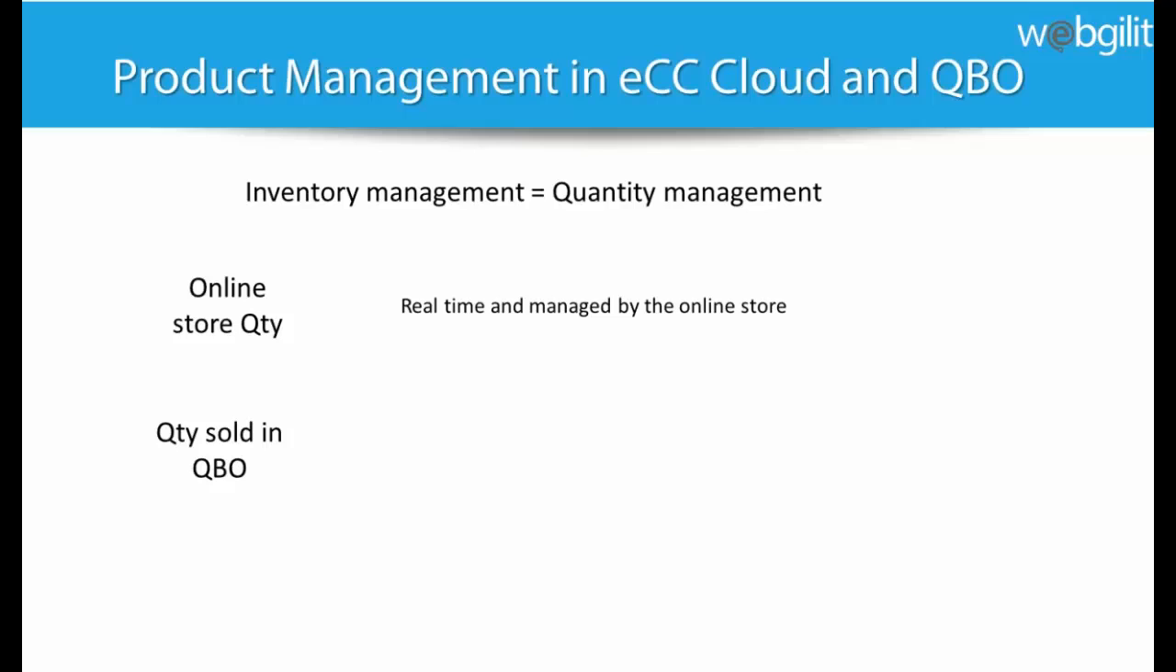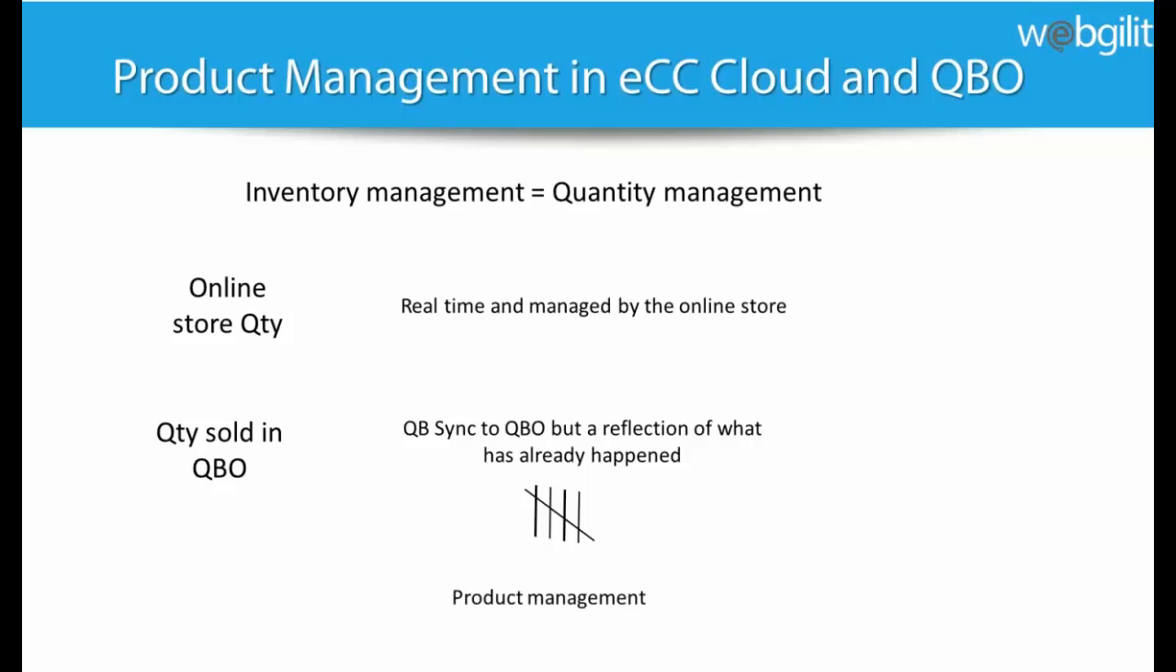Now, quantity that's sold in QuickBooks Online only gets there when, A, the product is actually created within the QuickBooks Online company file, and B, when that product is created, QuickBooks Online is counting. That's why I say use the QB Sync to QuickBooks Online as a reflection of what's already happened. It's the inverse. It's showing you everything that QuickBooks Online has counted based on all the orders and the items in those orders that have been posted to QuickBooks Online. All it is doing is counting the frequency. And that truly is product management.